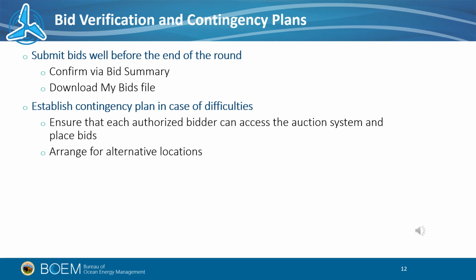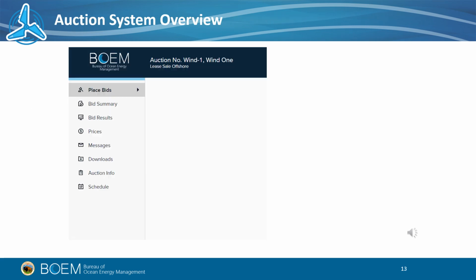A qualified bidder should ensure that each of its authorized bidders can access the BOEM auction system and place bids in the system without relying upon the same computer to do so. Contingency plans will ideally include arrangements for accessing the auction system and placing bids from one or more alternative locations. For detailed information about the auction system, please see the user guide. This will be emailed to you prior to the auction. You will use the navigation bar on the left-hand side of the auction system to navigate to the different screens within the auction system. Now we will begin discussing bidding and bid processing in more detail.